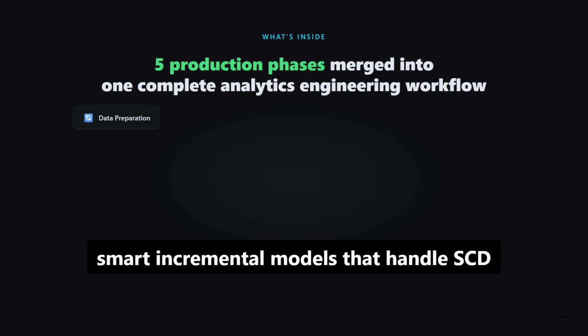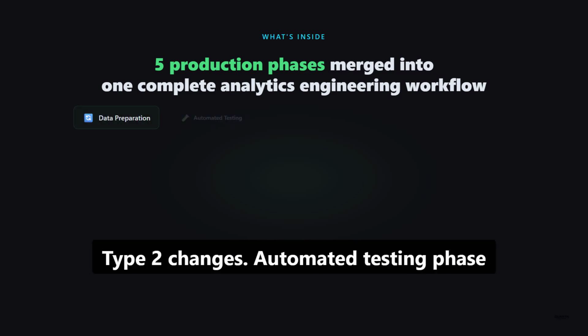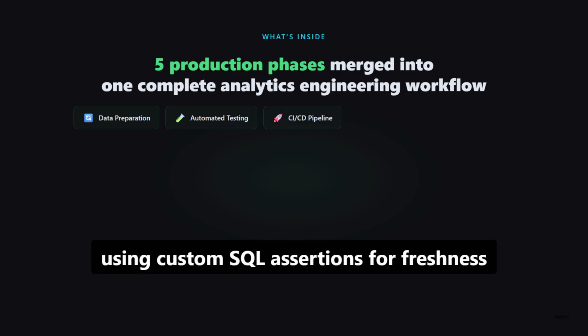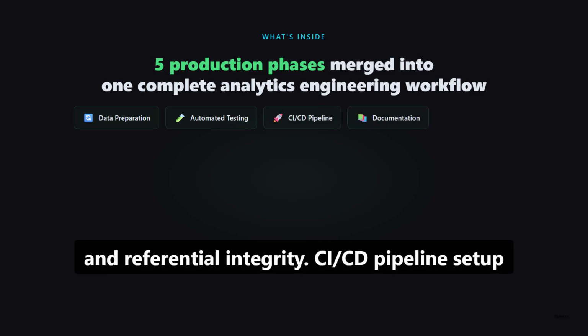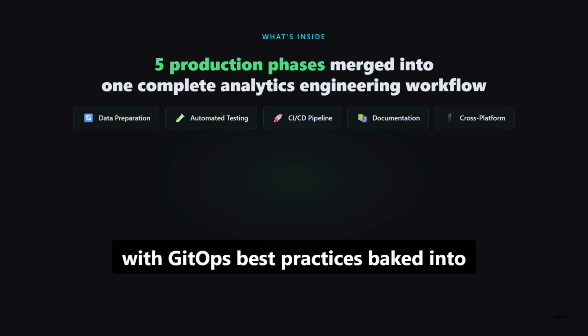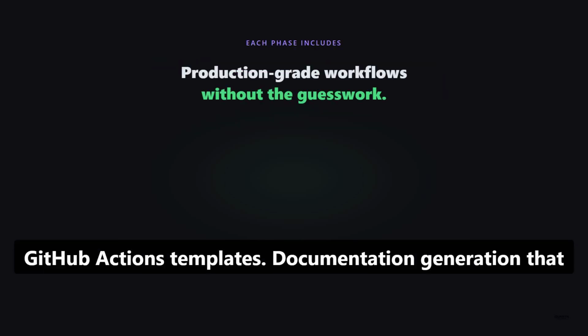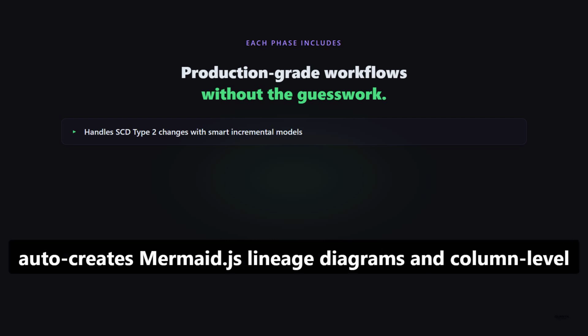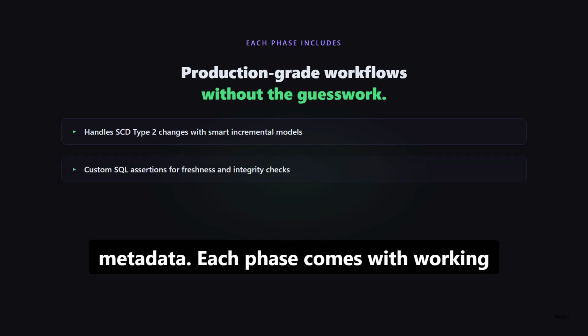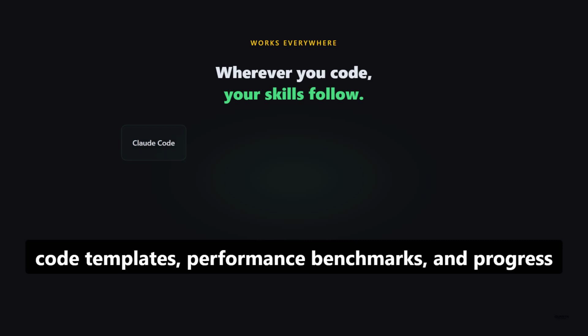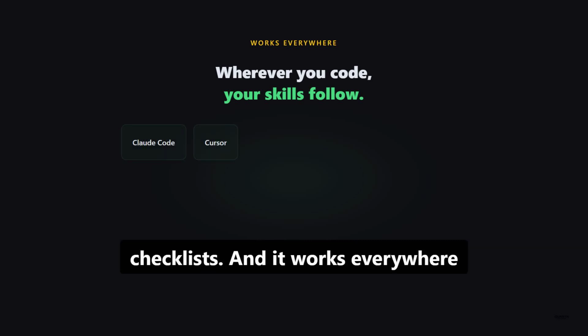Data preparation with smart incremental models that handle SCD Type 2 changes. Automated testing phase using custom SQL assertions for freshness and referential integrity. CI/CD pipeline setup with GitOps best practices baked into GitHub Actions templates. Documentation generation that auto-creates mermaid.js lineage diagrams and column-level metadata. Each phase comes with working code templates, performance benchmarks, and progress checklists.